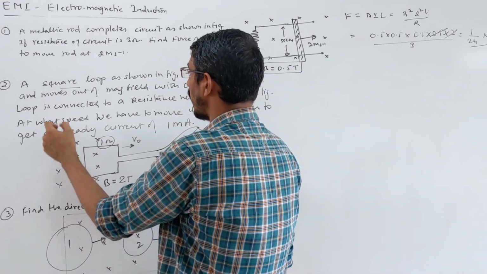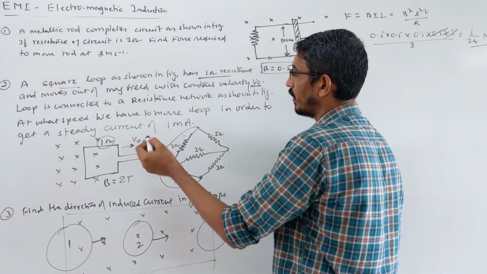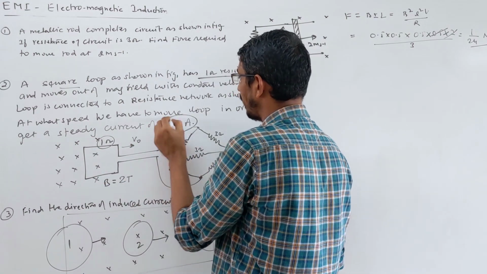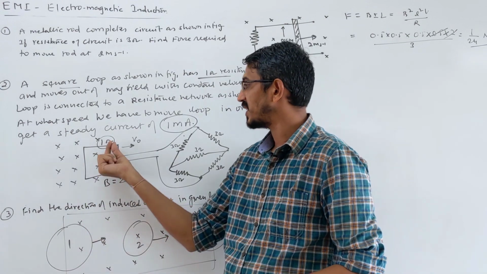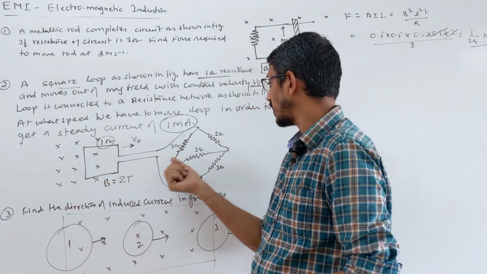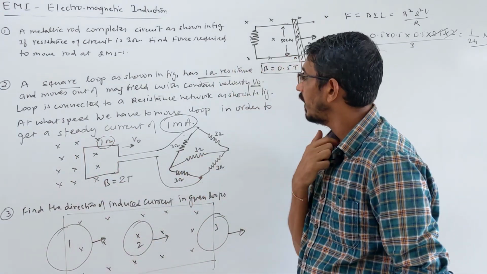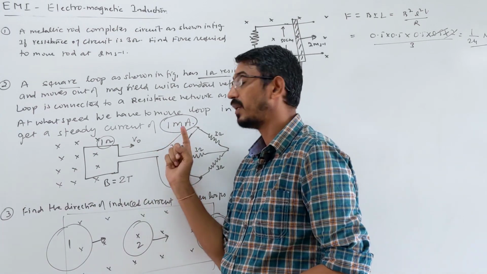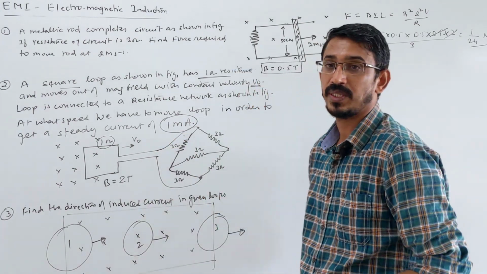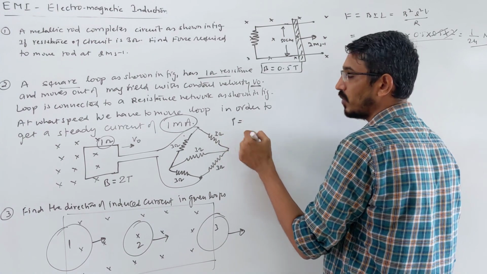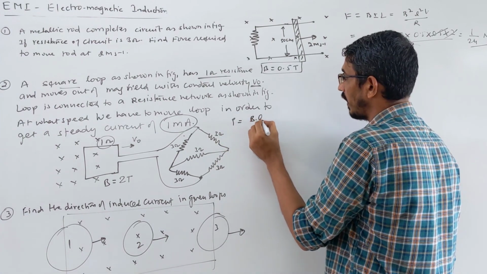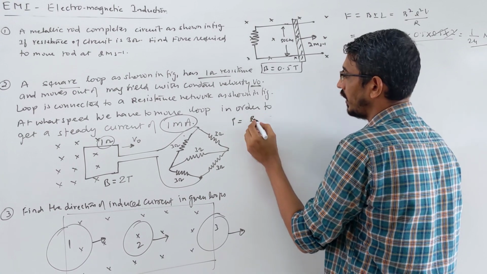At what speed do you have to move your loop in order to get a steady current of 1 milliampere? The magnetic field strength is given as 2 Tesla. The resistance of this loop is given, connected to some external resistance also. At what speed do we have to move so we get a current of 1 milliampere? Velocity they are asking. Current you want, what is current? Current is E by R, or you say BLV by R.